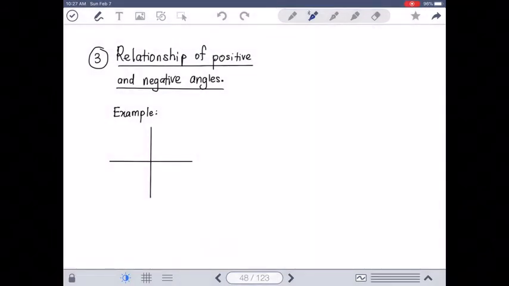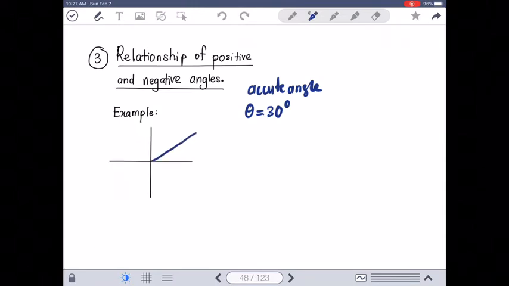Now let's have a look at the relationship of positive and negative angles. Suppose I have an angle theta equals to 30 degrees, and obviously theta is just an acute angle. Acute angle means it's below 90 degrees. So if I just randomly sketch, let me name this as theta equals to 30 degrees.